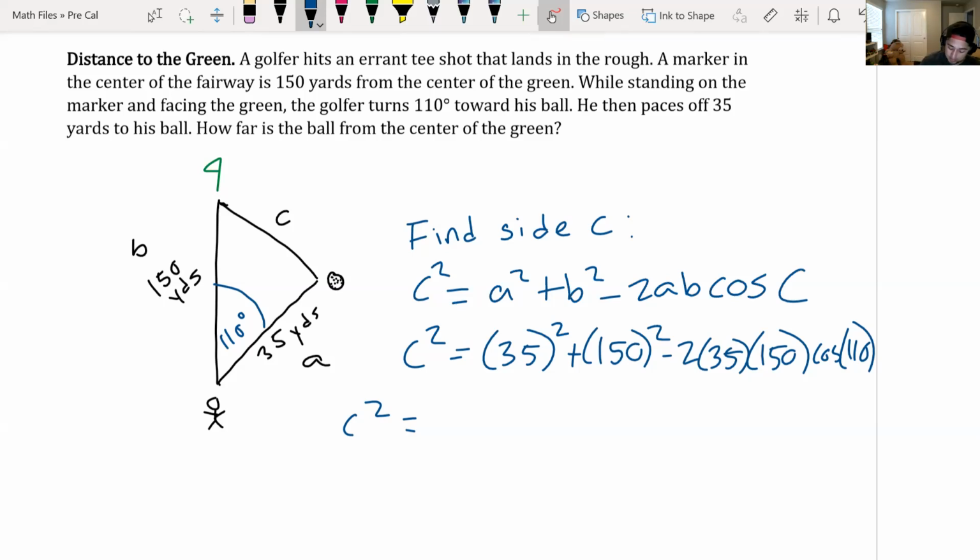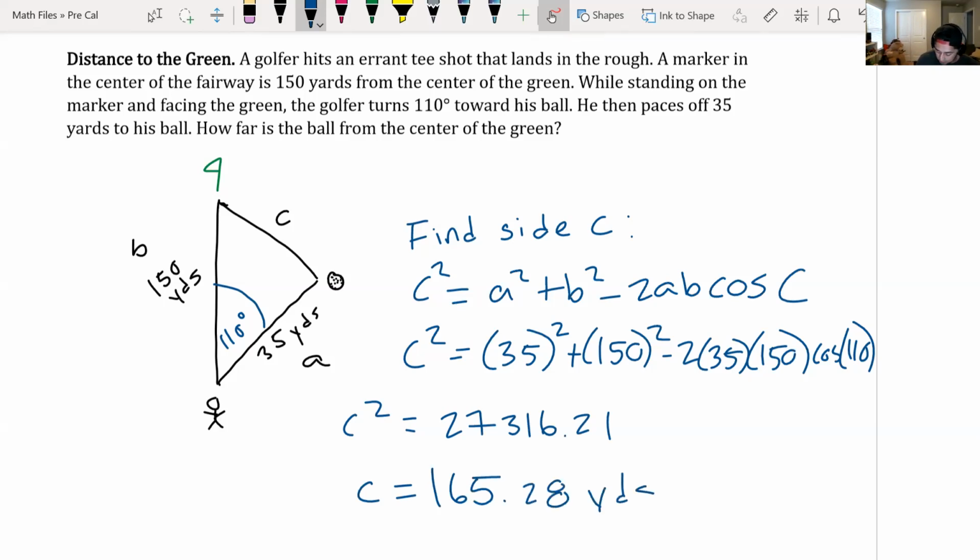We get C squared is 27,316.21. Then square root your answer. All right. And he definitely shanked his ball far, because now he is 165.28 yards away. Oof, not good.